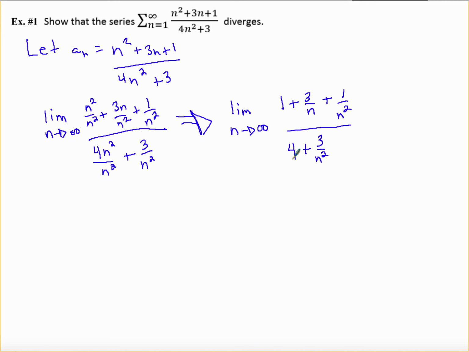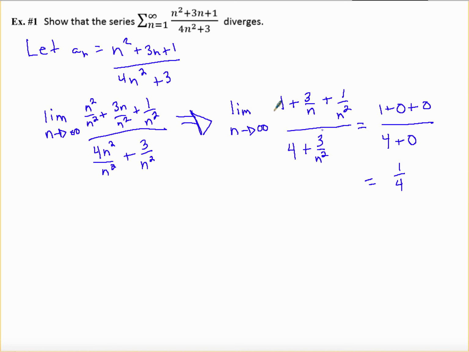Now I'm ready to take the limit. So as n gets super duper big, 1's going to be 1 because there's no n there to affect it. Here, 3 divided by n, well, if n gets really big, this is going to shrink and shrink and shrink until it's almost nothing. So we'll say that approaches 0. And the same thing here. It's just going to go to 0 faster. Down below, there's no n to affect 4. That will stay 4. And 3 divided by n squared, as n gets super big, is also going to shoot to 0. So it ends up getting a limit that's 1/4.